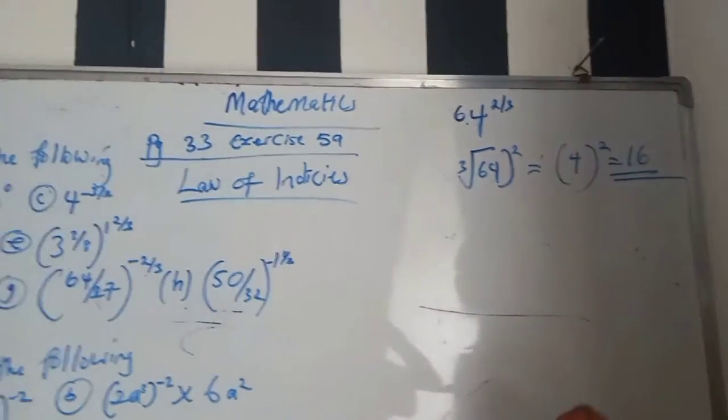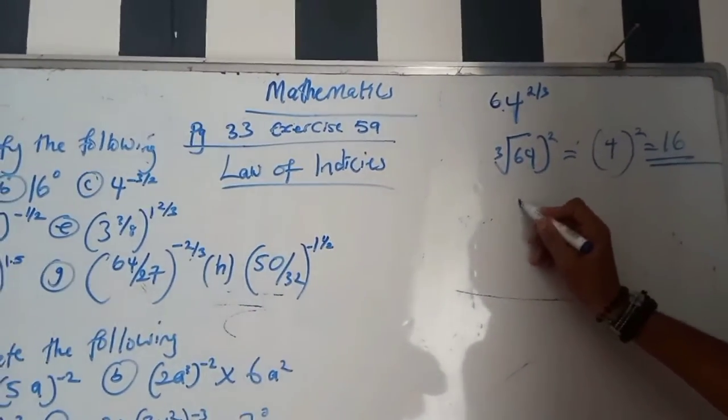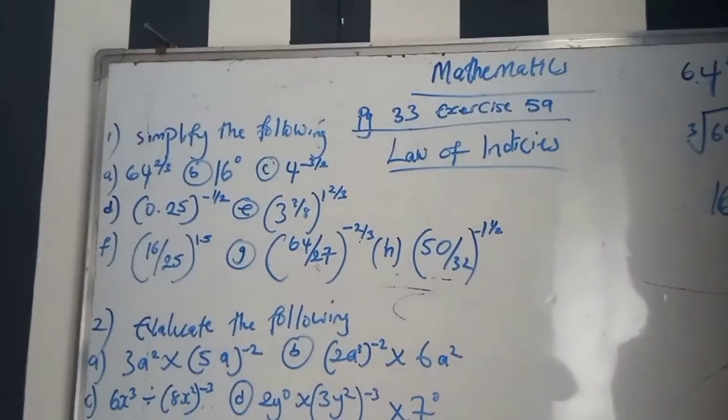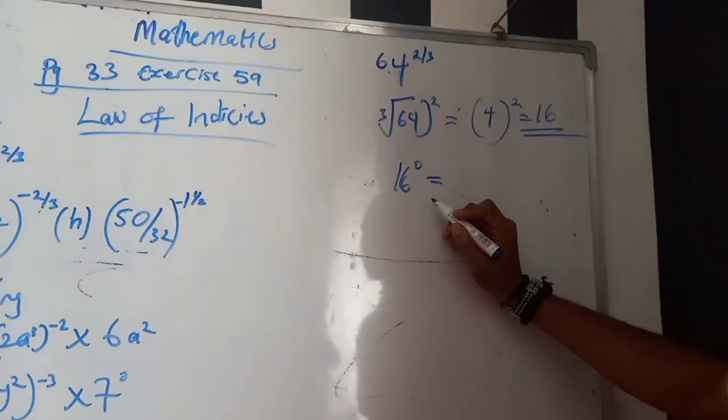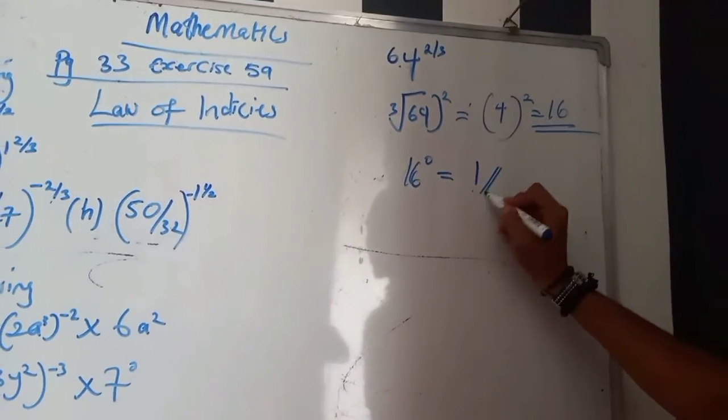We go to number 1b, which is 16 to the power 0. We say any number or any base to the power 0 is 1. This is our final answer.